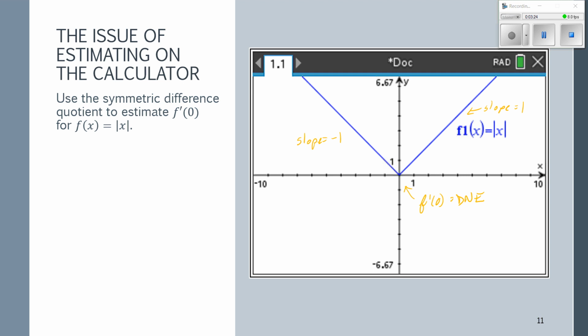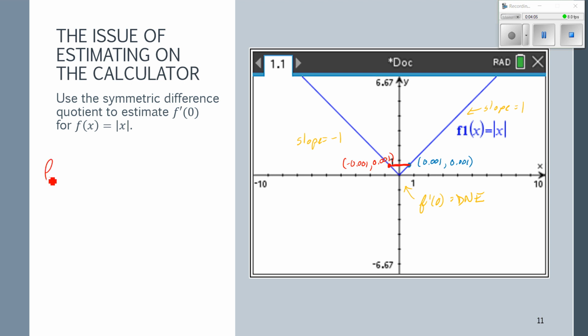But if I use the symmetric difference quotient, what we're saying is let's move 0.001 units to the right. So my x is going to be 0.001, and my y is the absolute value of that. And then it says, instead of using my point of tangency, let's also move 0.001 units to the left. So my x coordinate's negative 0.001, and the y coordinate's the absolute value of that. And now it says, let's find the slope between those 2 points.